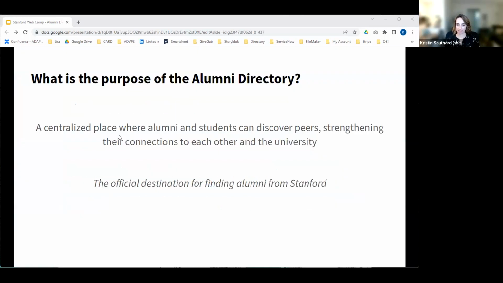So what is the alumni directory? Why do we have it? The alumni directory is a directory where alumni and students can discover their peers, where we want to strengthen their connections both to each other and the university. It is the official, quote unquote, destination for finding alumni from Stanford. It allows other alumni and students to find out who exactly is an alum from Stanford. This is one of the key selling points for the directory: you can find people across LinkedIn who say they have gone to Stanford in some way, but you never know if that's actually true. Within the alumni directory, you can find those people and you know that they are actually alumni from Stanford. That is why the directory was created in the first place.